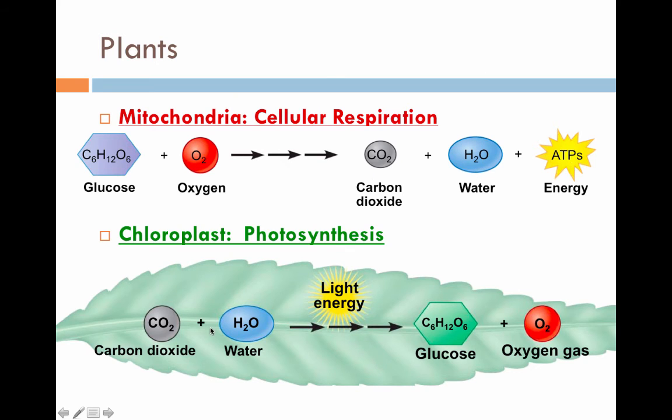Well then, look at photosynthesis. Into a plant goes carbon dioxide, water, and energy. In this case, it's light energy. And out comes glucose and oxygen gas. Weird, right? They're just opposite equations, opposite chemical formulas.